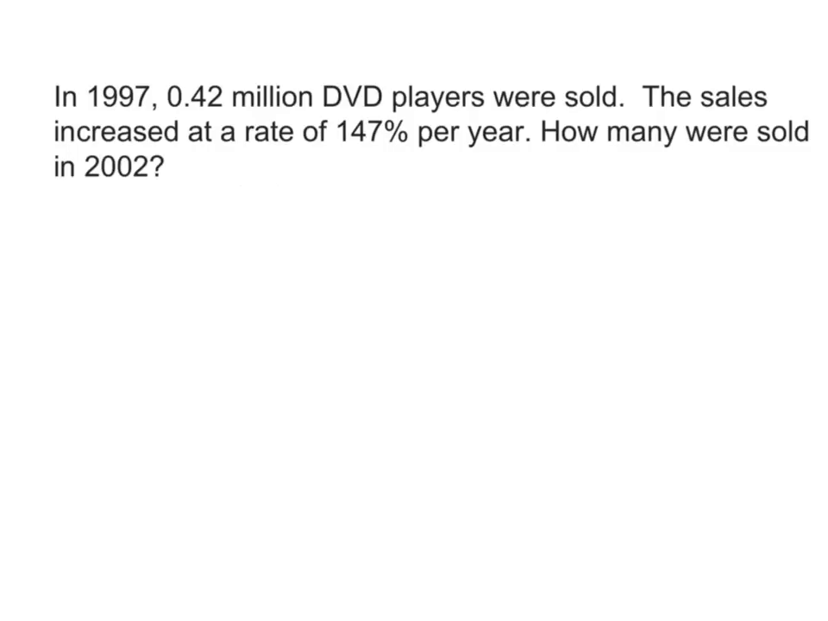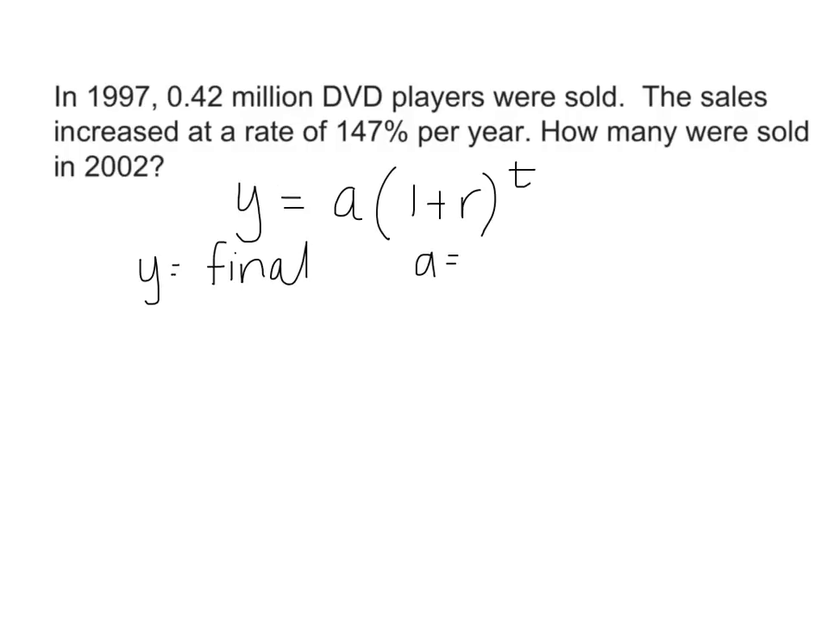So we would use the formula for growth and decay, which is y equals a times 1 plus r to the t. Where y is my final amount, a is my initial amount, r is the rate, and t is time.